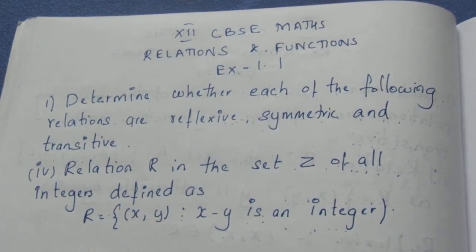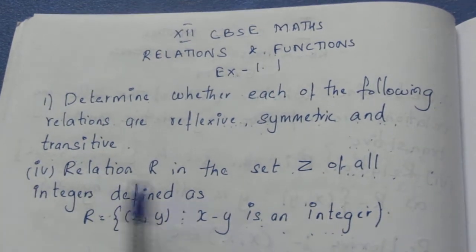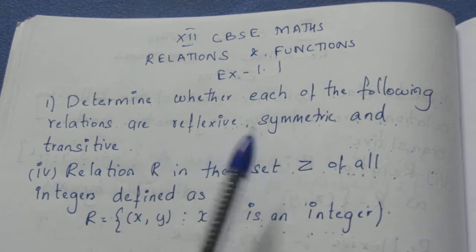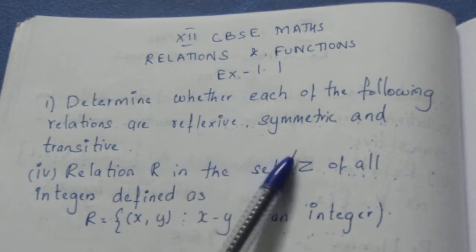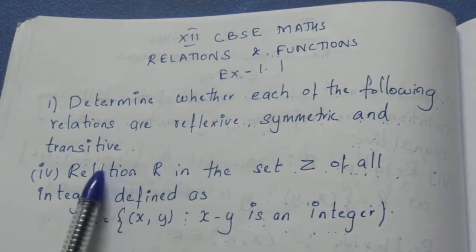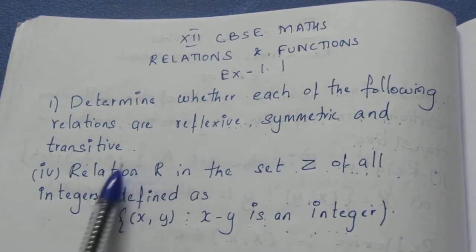Today we are going to see 12th CBSE Maths Relations and Functions exercise 1.1. In that question number 1, fourth sum, let's see the question. Determine whether each of the following relations are reflexive, symmetric and transitive. So we are going to prove all the three, whether we are having the relation as reflexive, symmetric and transitive.